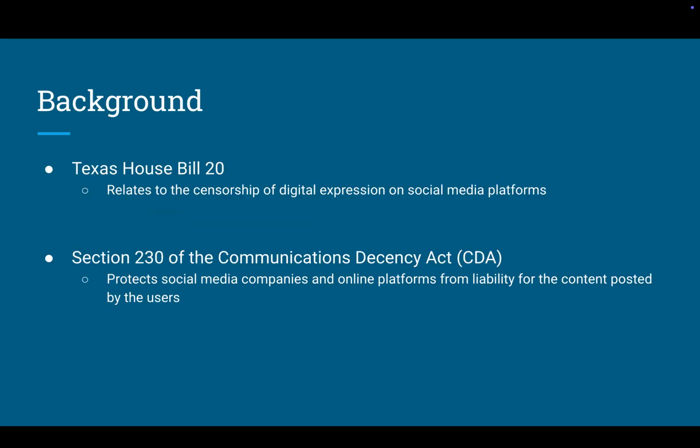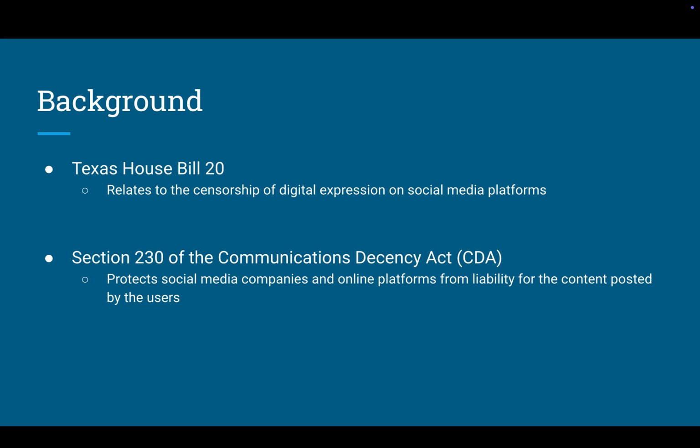Looking at the background of NetChoice LLC versus Paxton includes Texas House Bill 20. This is what the entire case is centered around. Texas House Bill 20 relates to the censorship of digital expression on social media platforms. It is argued that social media companies are more likely to censor viewpoints that they do not agree with. More specifically, it wishes to target prevention of political viewpoint censorship.